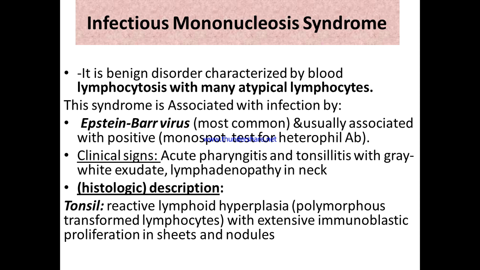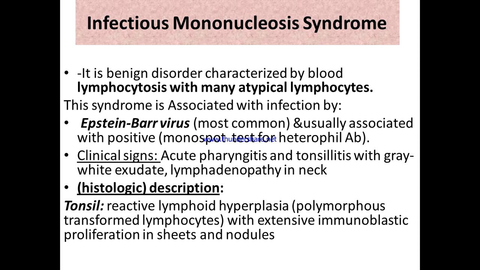Infectious mononucleosis syndrome is a benign disorder characterized by blood lymphocytosis, but not just an increase in the number; the lymphocytes are even atypical. This syndrome is associated with infection by Epstein-Barr virus and is usually associated with a positive test. How can we diagnose Epstein-Barr virus? It's an aerosol or air droplet transmitted infection. It can be diagnosed by doing a test called the monospot test for heterophile antibody.